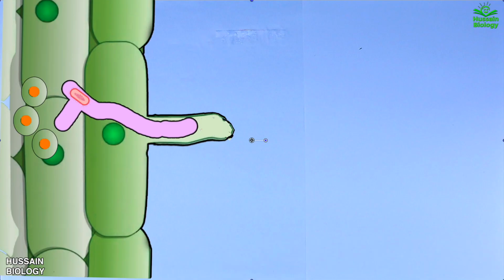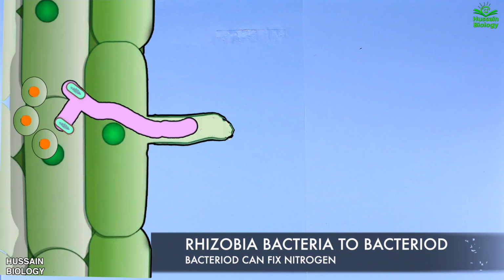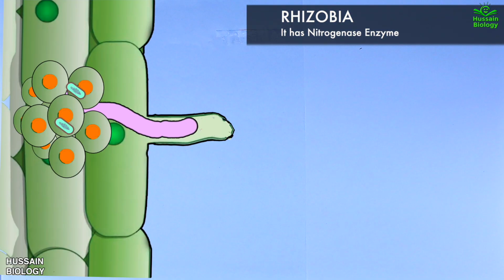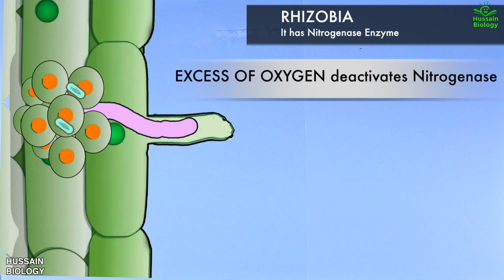Now in the next step, the infection thread advances and we get the Bacteroid differentiation, where we see the Rhizobia differentiate into Bacteroids. These Bacteroids develop capability to fix nitrogen. So in the next step, we see the Bacteroid has to fix the nitrogen now by the help of nitrogenase enzymes. But we have an excess of oxygen present there, which inactivates the Bacteroid nitrogenase enzyme.